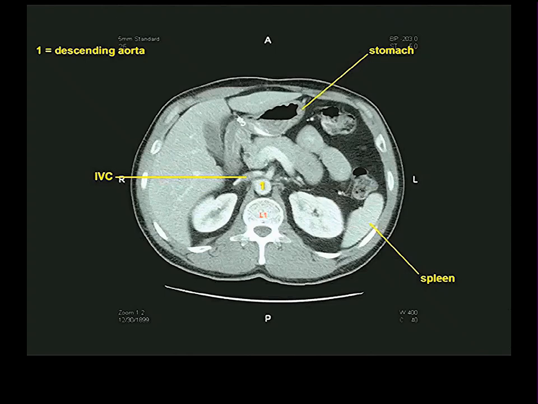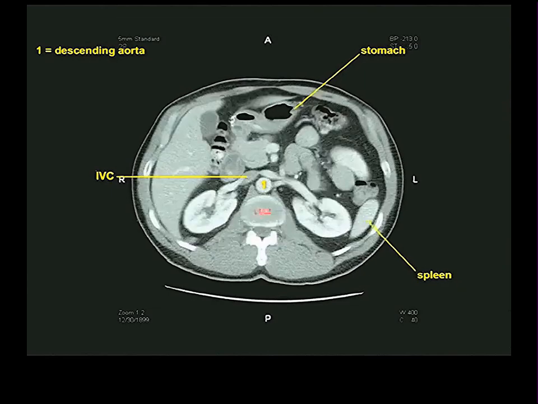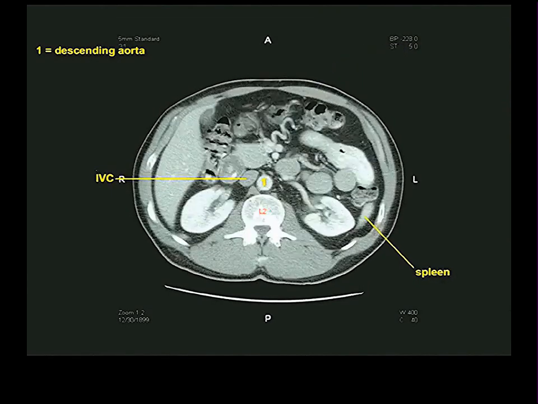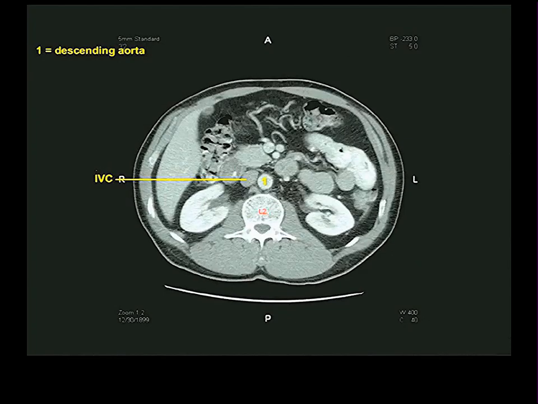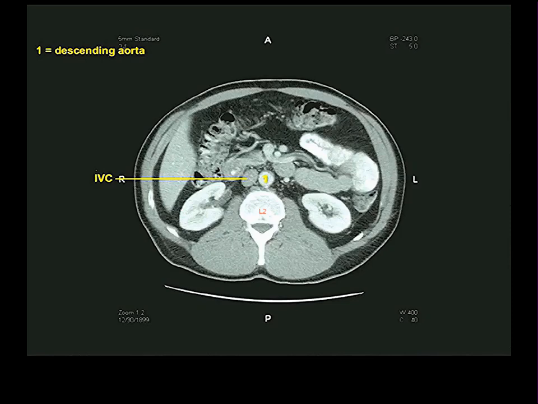But now the inferior vena cava is still collapsed. We'll just follow it down. It's receiving some tributaries we'll be talking about. Now it's starting to look more like what we expect the inferior vena cava to look like, a nice, sort of round vessel. I don't know why it was collapsed higher than that.